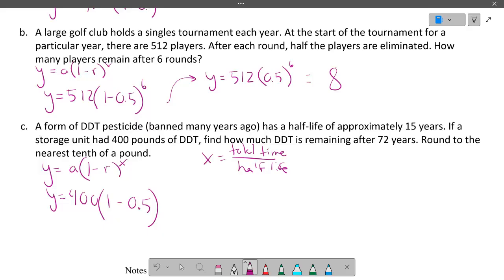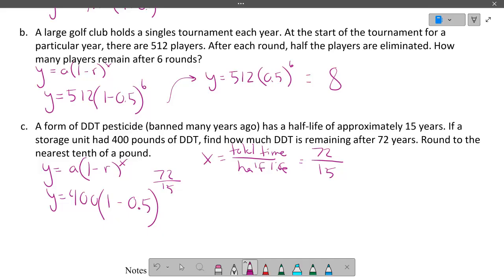So if the half-life is measured in hours, you would take the total number of hours divided by the half-life. If it's measured in years, you would take the total number of years and divide it by the half-life. If it's measured in days, you would take the total number of days and divide it by the half-life. Different radioactive material has different amounts of half-lives, anywhere from fractions of a second up to millions of years, depending on whatever the thing is, okay? So here, our value for x, our total time is 72 years, and we want to divide it by the half-life of 15. So that is our exponent, 72 over 15.